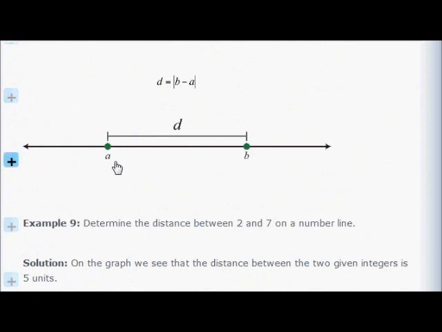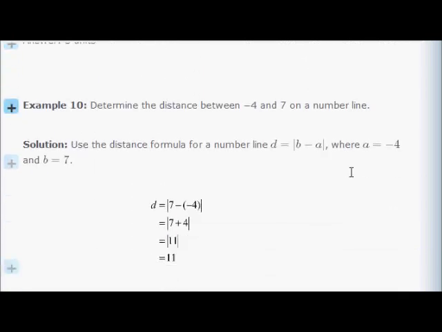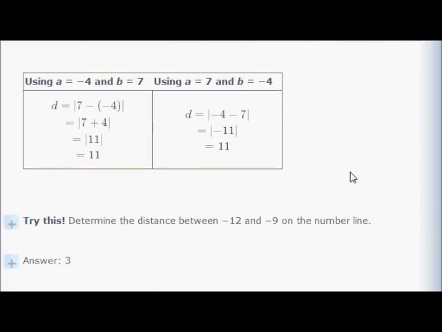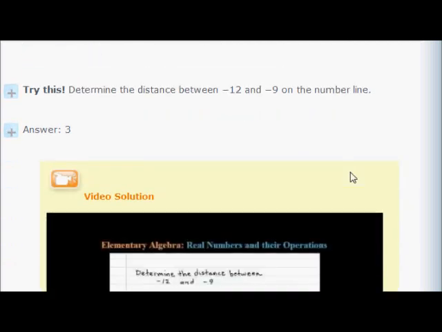So it doesn't matter which points are used for A and B, the absolute value always ensures a positive result. You don't have to have it like it's shown here, where B is to the right of A. B could be to the left of A. Either way, you're going to end up with the same result. Okay?